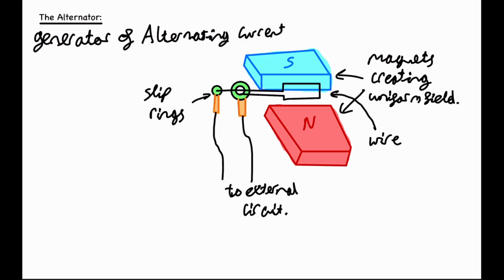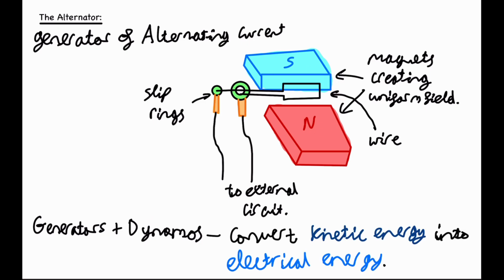So you've got the magnets creating the uniform field in between, the wire, which is like this, and connected to the slip rings, which are then connected to an external circuit. So this is a type of generator, and generators and dynamos, where a dynamo is basically a DC version of this, convert kinetic energy into electrical energy. They do this by inducing an electric current by rotating a coil inside a magnetic field.